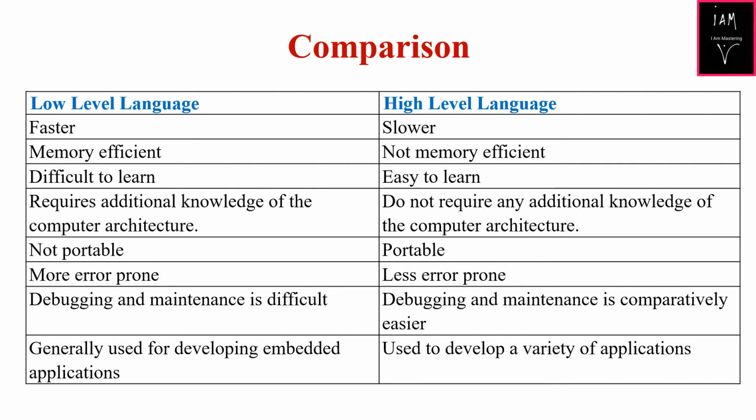Low-level languages are more memory efficient. They generally consume less memory. High-level languages are not memory efficient. They generally run inside a specific runtime environment where several other programs are running concurrently. In order to increase the optimal efficiency of the program, it consumes memory. Thus, the overall memory consumption of high-level language is comparatively more than the low-level language.